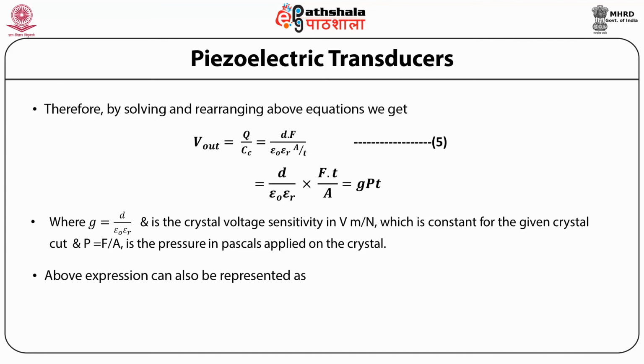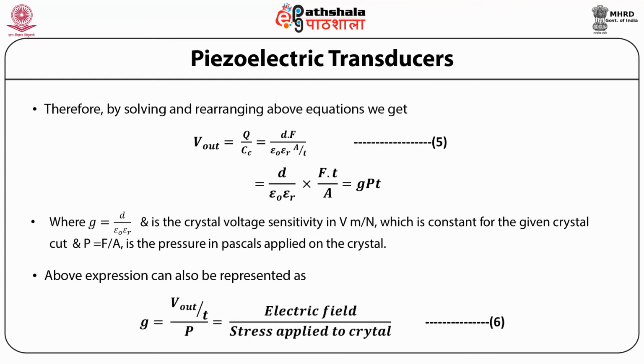The above expressions can also be represented as G is equal to V out divided by T. This is further divided by P. This becomes equal to electric field divided by stress applied to the crystal. This is equation 6.